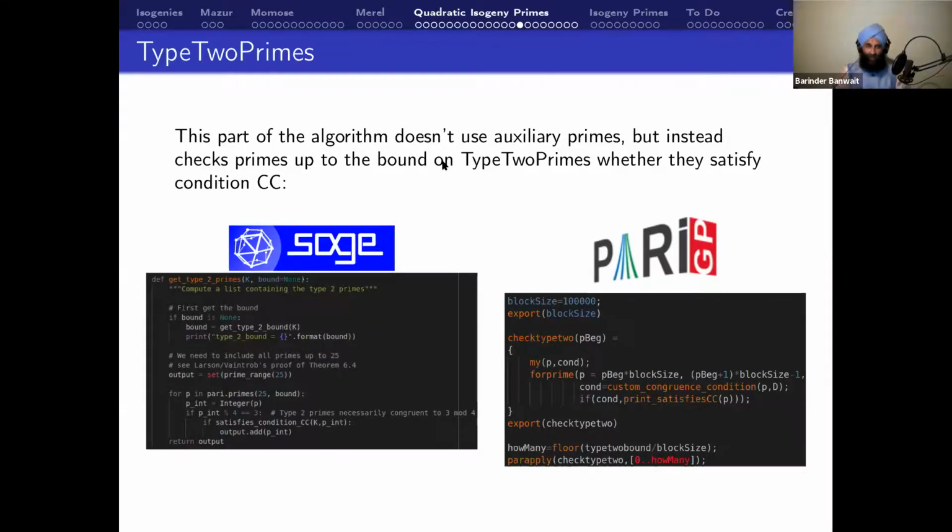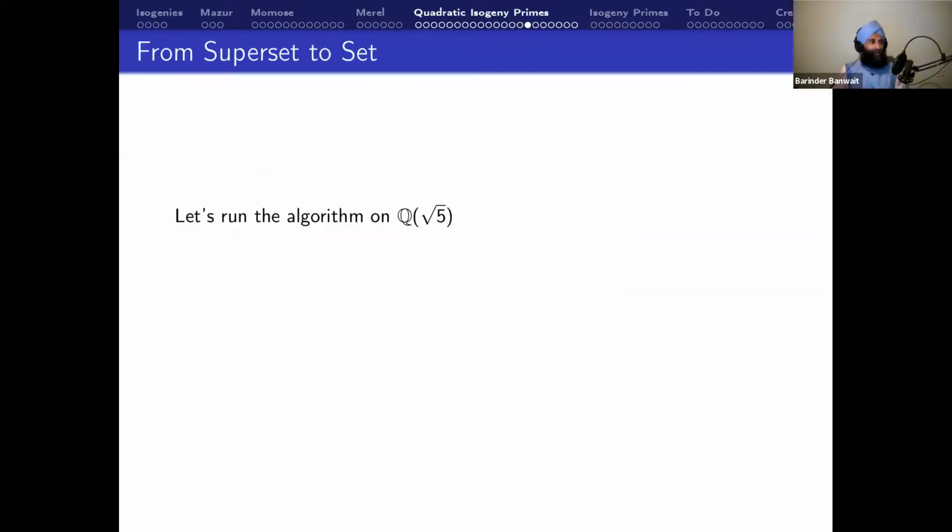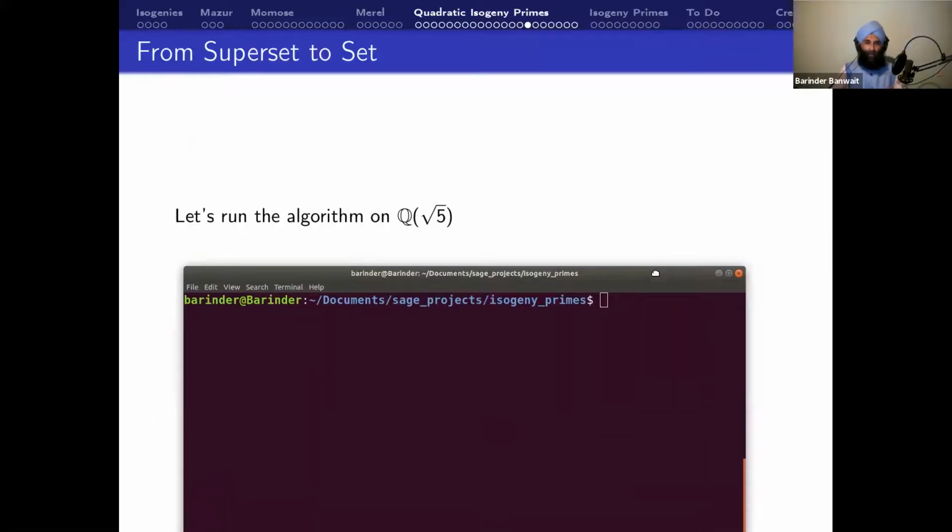It's not as large as the DLMV bound. So for Q adjoin root 5, it's about 57 billion. Sage, at least when I tried it, wasn't able to quite handle that. So I found it necessary to do this in a rather more optimized way using parallel threading with PariGP. Okay, so we're going to run this now on the quadratic field Q adjoin root 5.